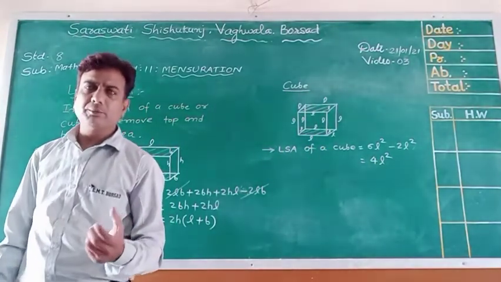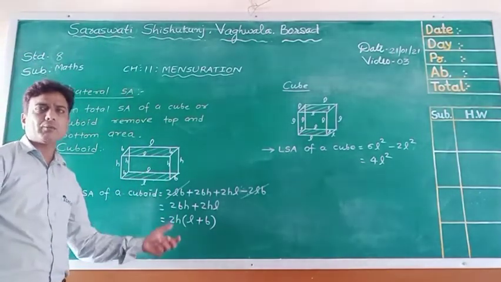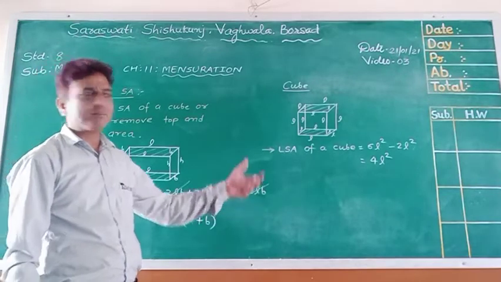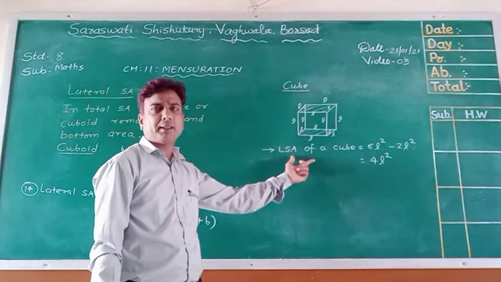Lateral surface area of a cube equals 4L square, and lateral surface area of a cuboid equals 2H in bracket L plus B. In the case of a cube, we have to use this formula to find the lateral surface area.